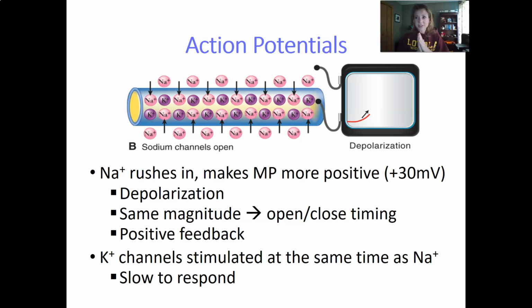Now, here's an interesting thing about our potassium channels. Potassium channels are going to be stimulated to open at the same time as the sodium channels, but they don't. They are slow to respond. So even though they're stimulated to open at the same time as sodium, they are not going to be open until +30 millivolts is reached. It just takes them a little bit more time to open up.